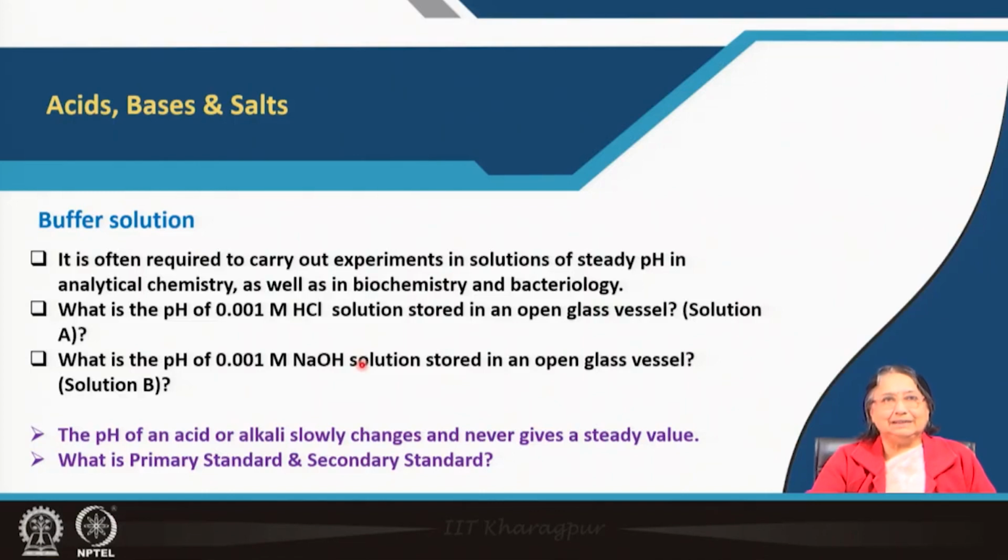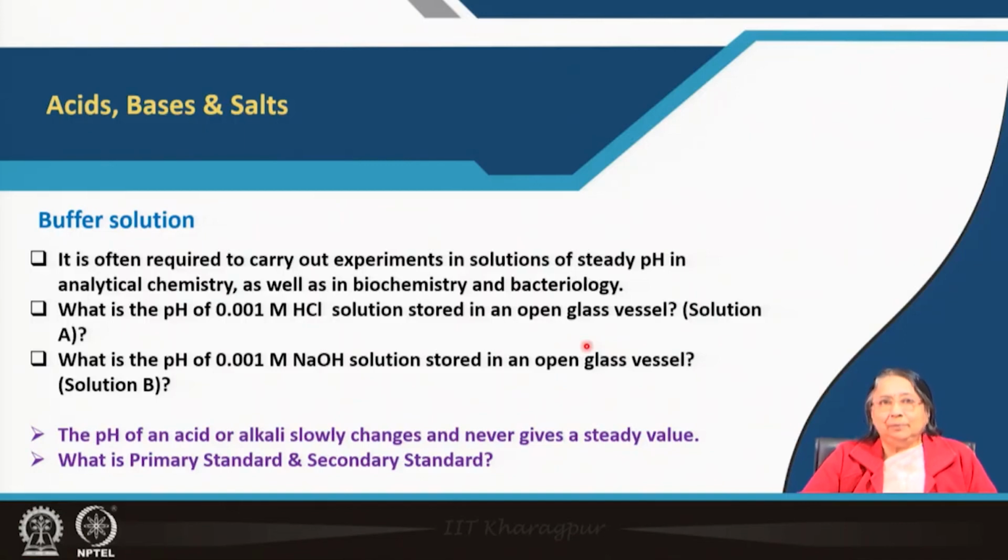Just direct calculation will give me the pH, or it will be different, something else? That is the question. The pH of the acid or alkali slowly changes and never gives a steady value. Why is it changing? Depending on the glass vessel, if it is alkaline glass, some alkali may come out from the glass. So, if you keep some acid solution, that alkali will react with the acid and it will give a different pH value.